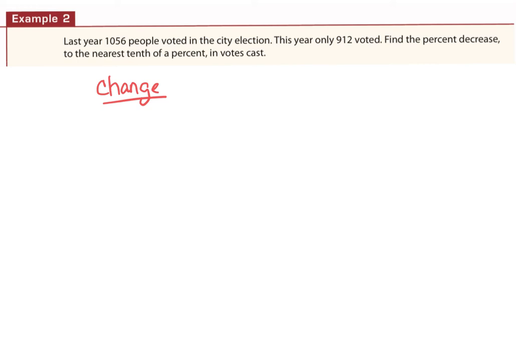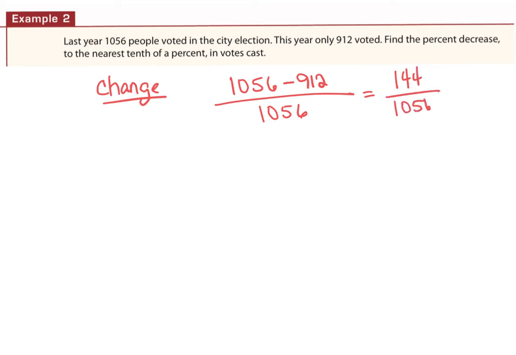Yeah, we're just going to subtract. So we're going to say 1,056 minus 912. That's how much it changed, right? And then what was the original amount of people who voted? Right, the original amount was 1,056. So what is 1,056 minus 912? 144, and then we divide that by 1,056. So go ahead and do that. 144 divided by 1,056. What do you get?